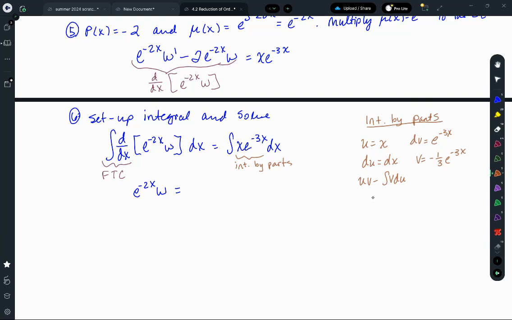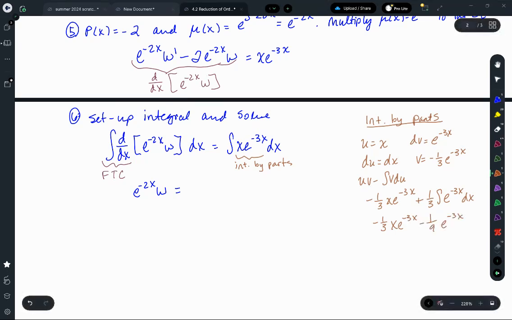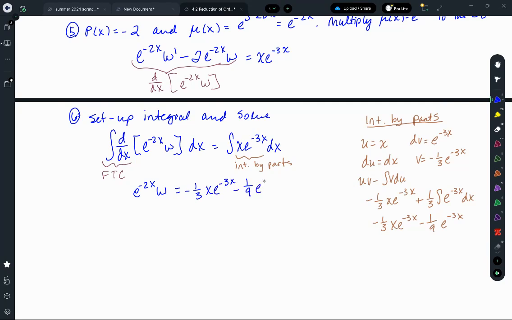And so that's going to give us a negative 1/3 x e to the minus 3x minus a negative, so it'll be plus 1/3 the integral e to the minus 3x dx. And so one more integration on that, I get a negative 1/3 x e to the minus 3x minus 1/9 e to the minus 3x. Okay, so back into my work. My result on the right hand side is a negative 1/3 x e to the minus 3x minus 1/9 e to the minus 3x plus c.